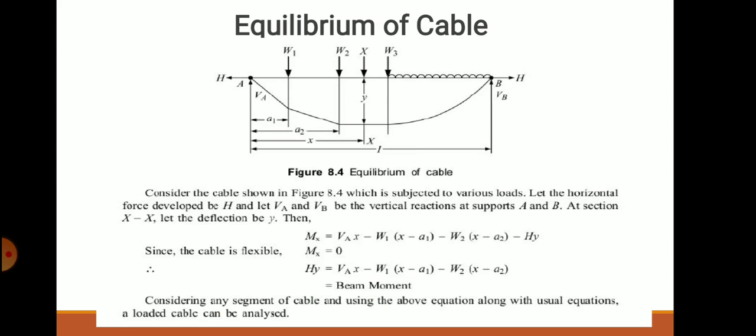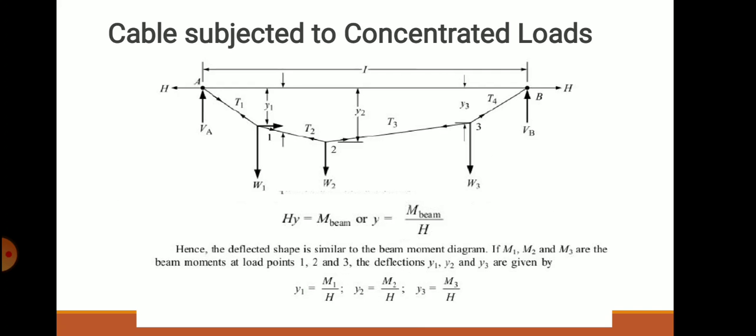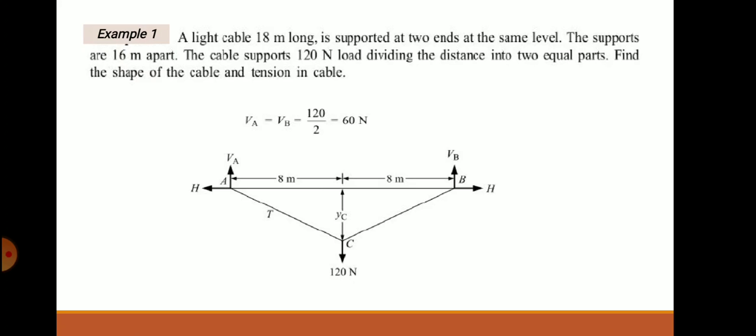Next one, equilibrium of the cable. The cable has to be in equilibrium. So, at any point the moment is equal to 0. So, if we equate all the loads and find the moment about any point, horizontal force should be equal to vertical force, the beam moment. The vertical forces, whatever the loads are coming, that is equal to beam moment. So, Hy is equal to moment of the beam. Y is equal to beam moment by H. Using the concept, we started with some problem, simple problem.